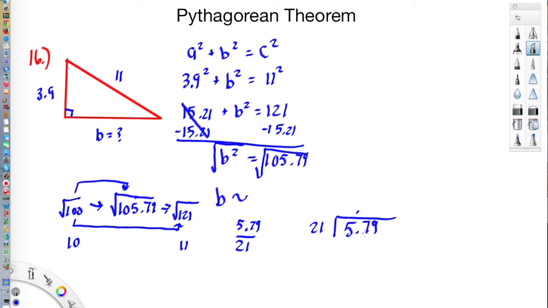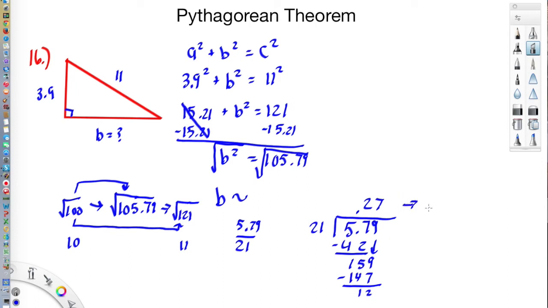21 will not go into 5, but it will go into 57. I think 2 times, which would be 42. I do some subtracting. 7 minus 2 is 5. 5 minus 4 is 1. I bring down my 9. 21 is going to go into 159, I think 7 times. 8 times would be too many, so it's going to be 7. 7 times 1 is 7. 7 times 2 is 14. I subtract and I get the difference of 12. And I can stop right there.